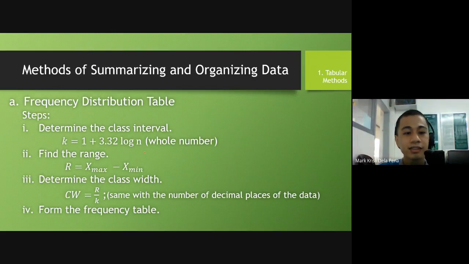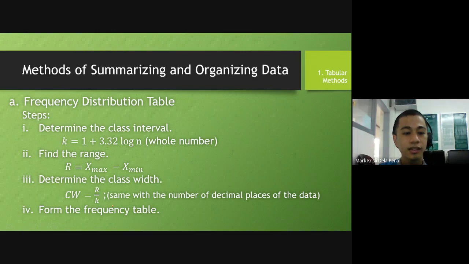Then, after, find the range, which is r, and this is equal to x sub max minus x sub min. Uppercase x sub max refers to the largest value. Uppercase x sub min refers to the lowest value of your data. Then to determine the class width, that is the range divided by the class interval. Now your class width should have the same number of decimal places of the data, and I would suggest that you round it up, not round it off. Okay?